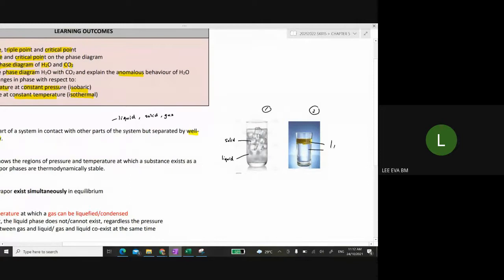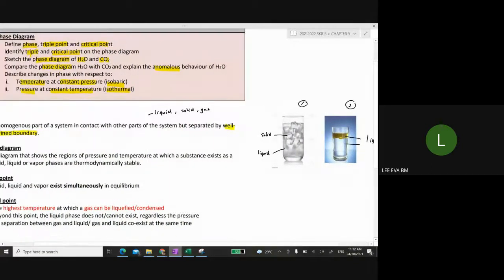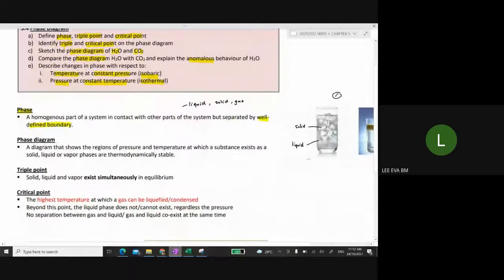Both of these are liquid phase, but we have two substances. We have a layer of oil and then we have a layer of liquid. Okay, so all of this can actually be represented by a phase diagram.